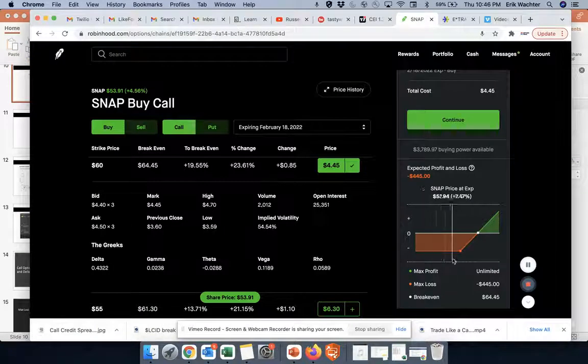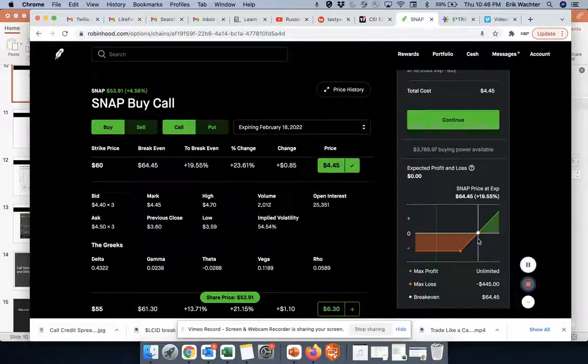So the point at which we lose all of our money is the strike price. That's the point where we lose all of our money. Once we get above that, we lose less and less. You can see the expected P&L here. We're paying $4.45 for that, $445 for this contract. And in order for us to break even, we have to get over $64.45.